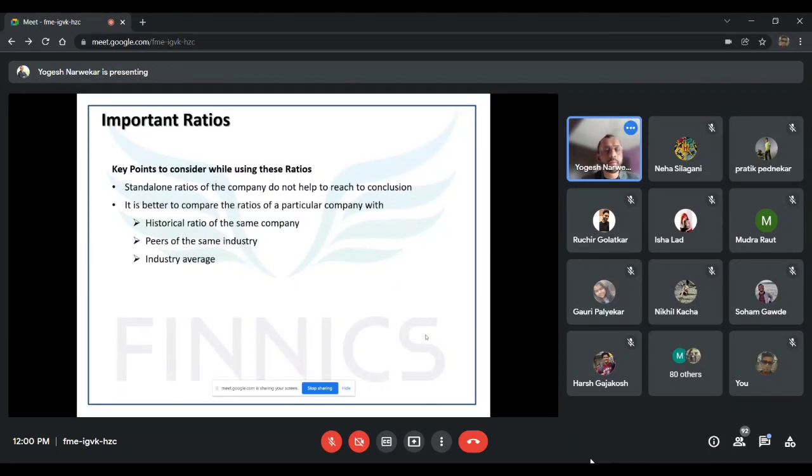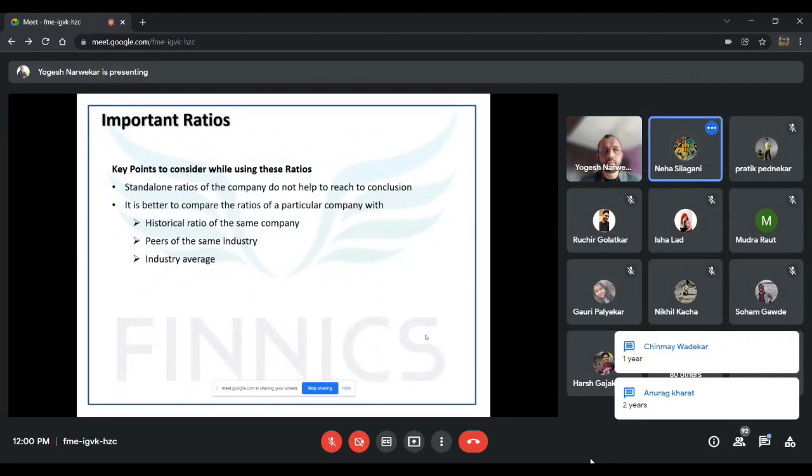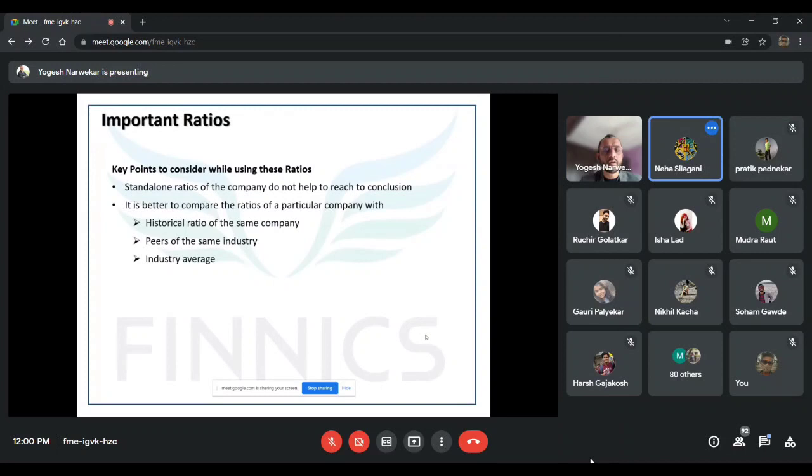What is Chinmay answering? Chinmay, you can unmute and answer. Sir, he wants to invest for the long term. Long term means how much? Hi Chinmay, you can unmute yourself. Sir, he wants to invest for 1 year and Anurag wants to invest for 2 years.